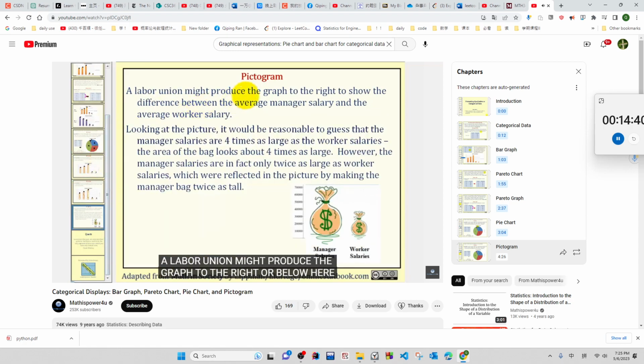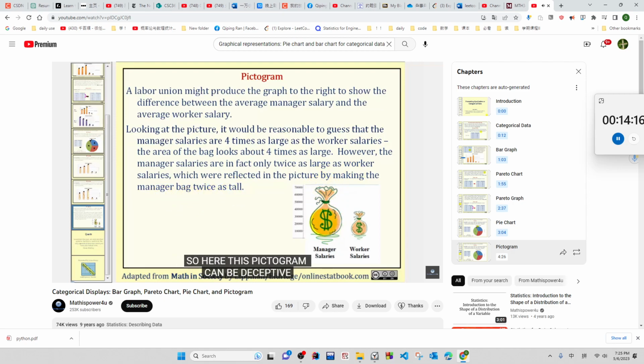A labor union might produce the graph to the right or below here to show the difference between the average manager salary and the average worker salary. Looking at the pictures, it would be reasonable to guess that the manager salaries are 4 times as large as the worker salaries, because it does appear the area of this larger bag is 4 times as large as the area of this smaller bag. However, the manager salaries are in fact only twice as large as the worker salaries, which are reflected in the picture by making the manager bag twice as tall.